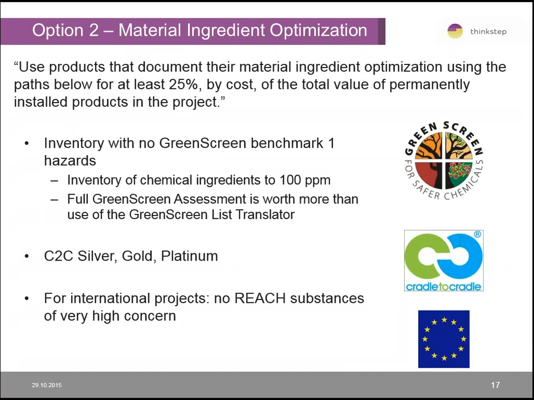Now, if you can document that their material ingredient optimization, using one of these paths, shows an improvement for at least 25% of the value of the permanently installed products in the building. So in other words, we're looking for improvements to the inventory. This can be shown through having an inventory without any benchmark 1 hazards. So that's that first pathway with a green screen assessment.